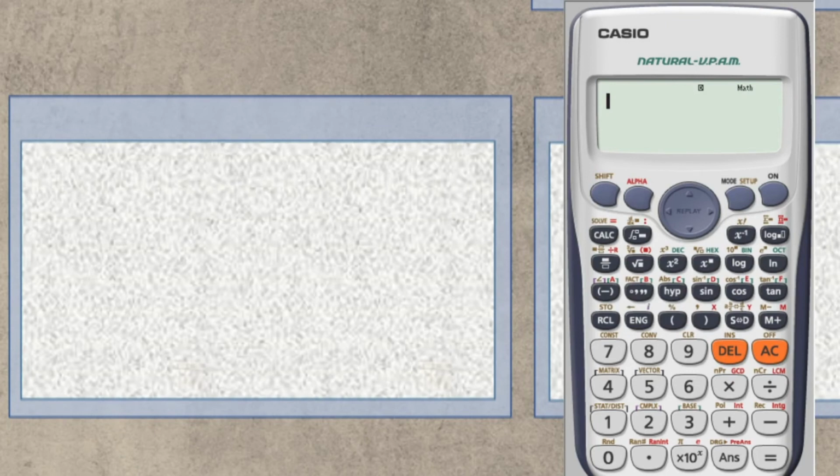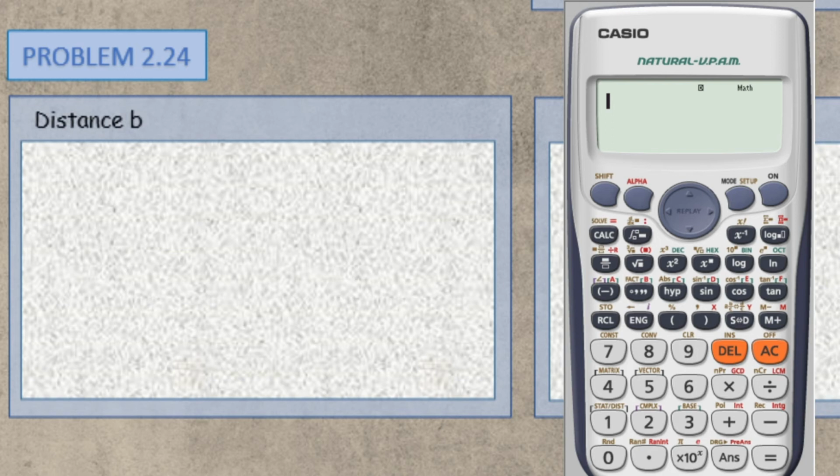Okay, so let's try to solve problem 2.24. For problem 2.24, we need to find distance B. Based on our given figure, we can create this figure for us to solve the problem. It is said in our textbook, there is a hint saying that the moment of force P about a point is equal to the moment of R about the same point.